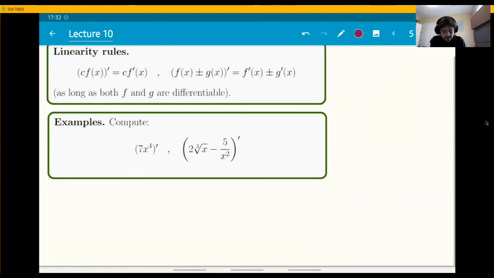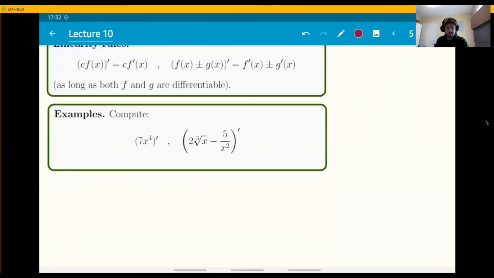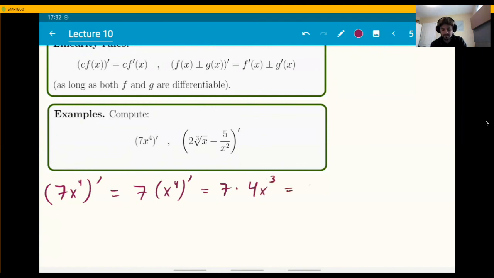So for example, 7x to the fourth, what is the derivative? 7 is a constant multiplying the function x to the fourth. So we can bring the 7 outside of the derivative operation. And then we just compute this derivative. x to the fourth becomes 4 times x to the 3. And then 7 times 4 is 28. So this is a very easy calculation right here.